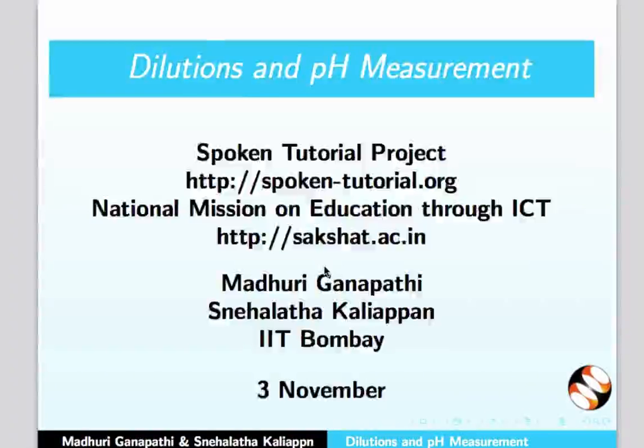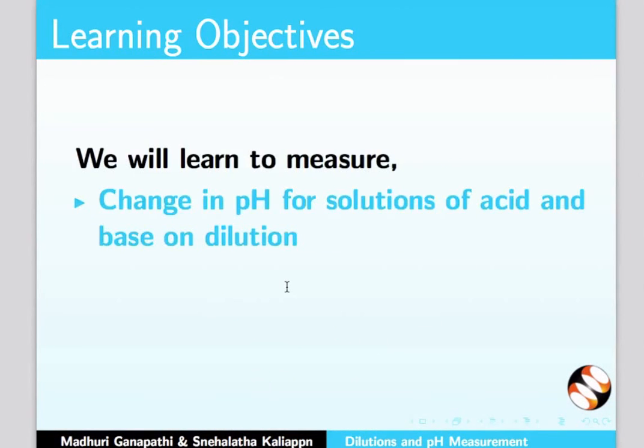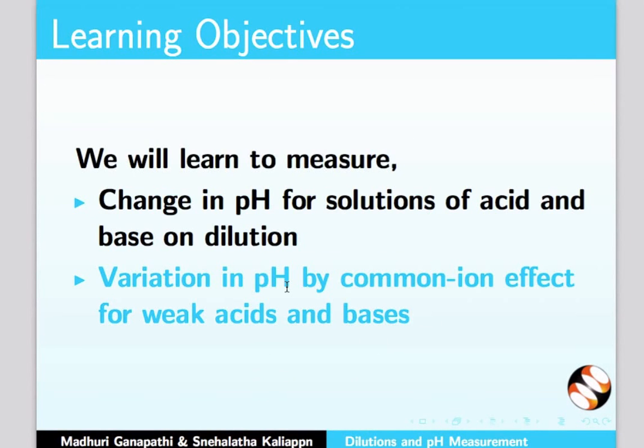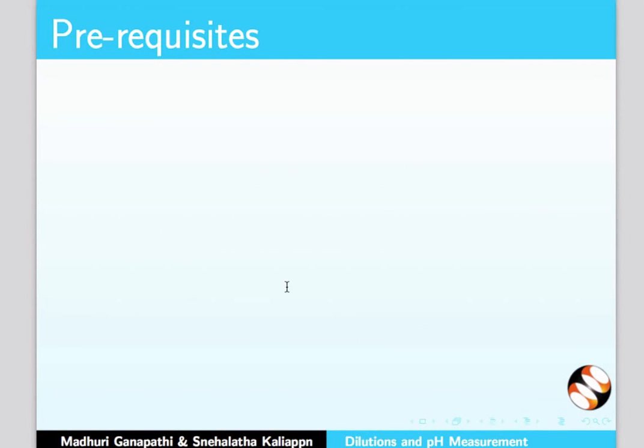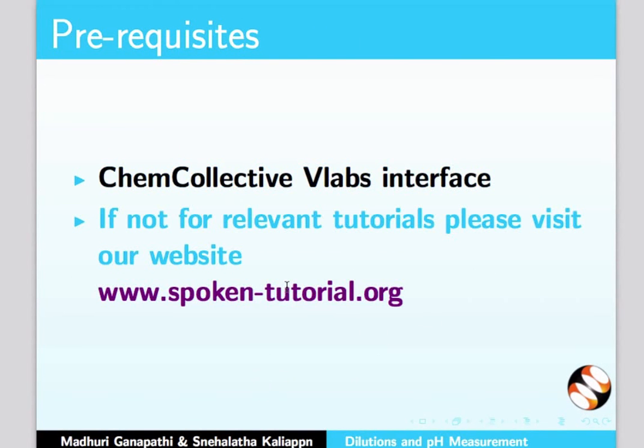Welcome to this tutorial on dilutions and pH measurement. In this tutorial, we will learn to measure change in pH for solutions of acid and base on dilution, and variation in pH by common ion effect for weak acids and bases. To follow this tutorial, you should be familiar with the Chem-Collective VLabs interface. If not, for relevant tutorials, please visit our website.